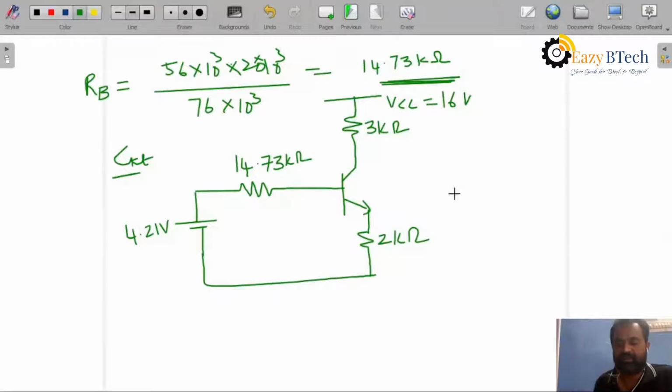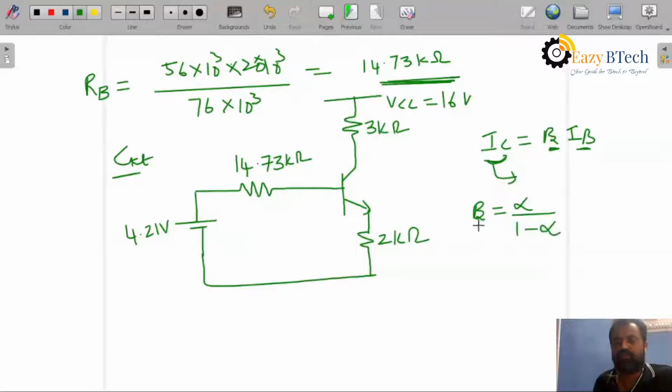Okay, from this equation we will find out the value of IC, because IC is equal to beta into IB. First, initially if you find the value of IC, then automatically we will find out the beta value. Now here it is very clear. What is the value of beta? From the alpha beta gamma relationship, beta is equal to alpha by 1 minus alpha. Alpha is equal to beta by 1 plus beta. Gamma is equal to 1 plus beta, or 1 by 1 minus alpha. That is a relationship we have studied in the previous lecture.